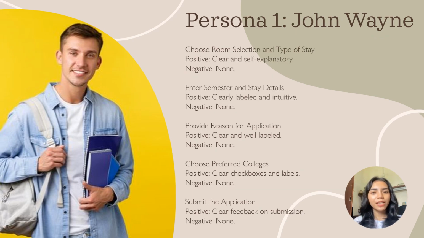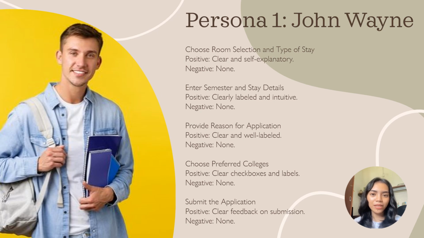Next are steps 4, 5, 6, 7, and 8. Step 4, choosing room selection and type of stay. The labels are clearly labeled and easy to select. For the fifth step, entering semester and stay details, the selection boxes are clear and provide good feedback. Step 6, providing reason for application. The text box is visible and confirms input immediately.